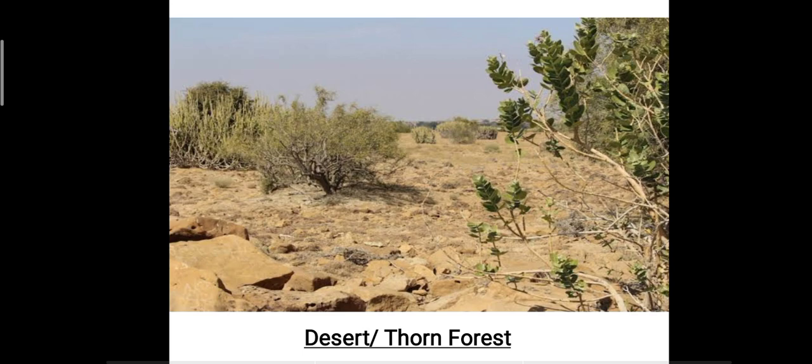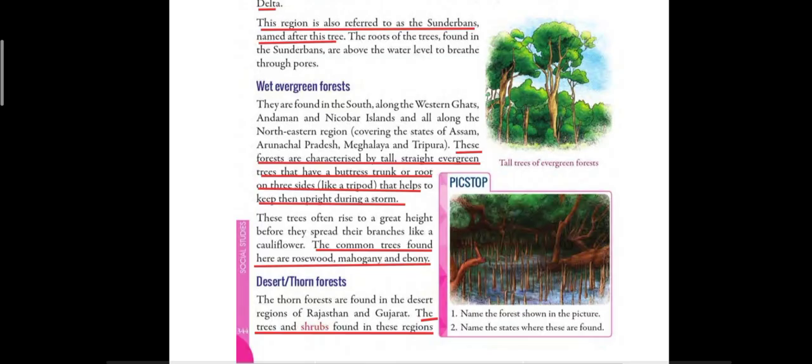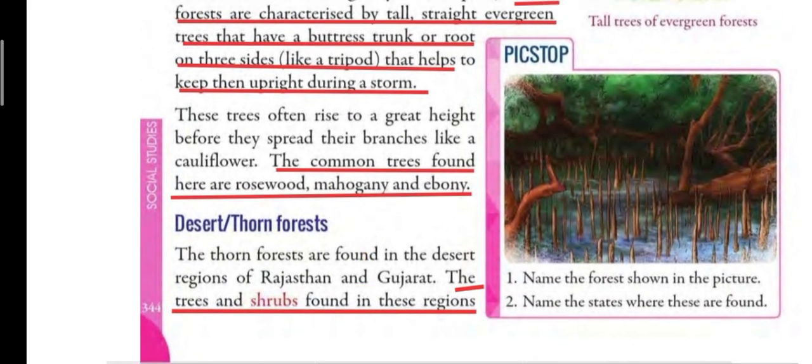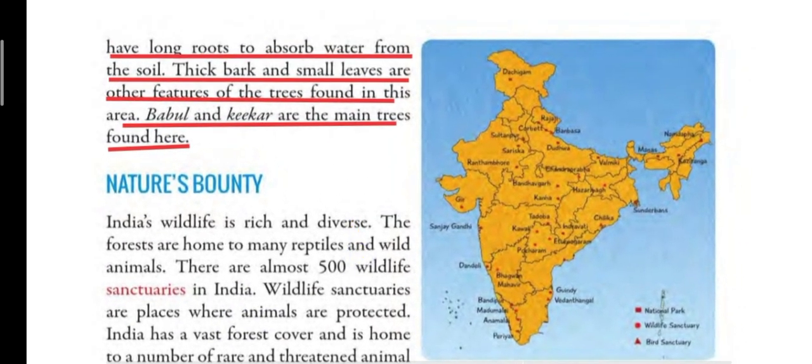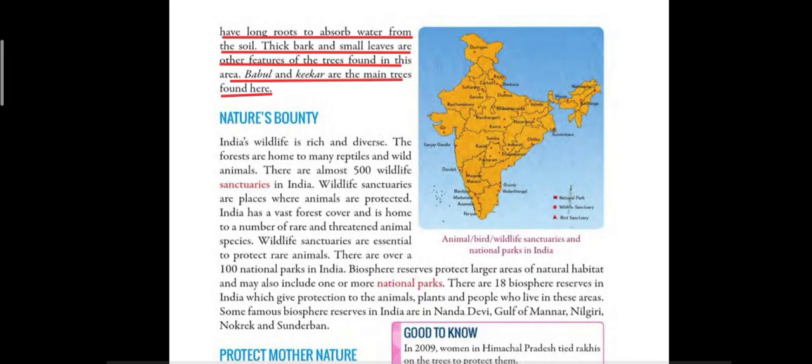So children, this is how a desert or a thorn forest looks like. Now let us read about desert or thorn forest. So the thorn forests are found in the desert regions of Rajasthan and Gujarat. The trees and shrubs found in these regions have long roots to absorb water from the soil. Thick bark and small leaves are other features of the trees found in this area.